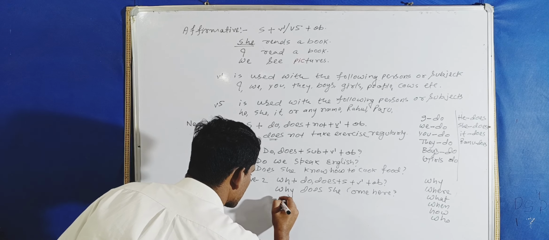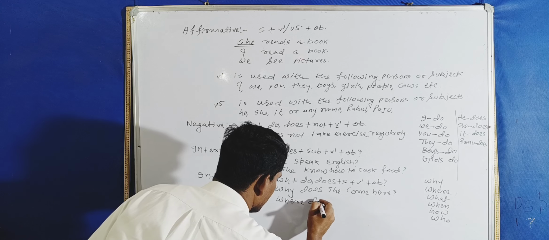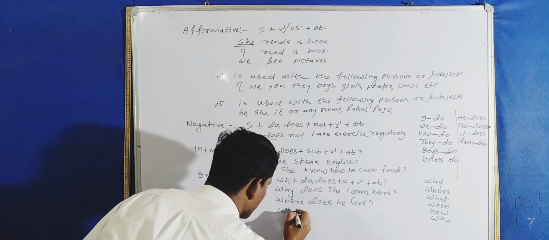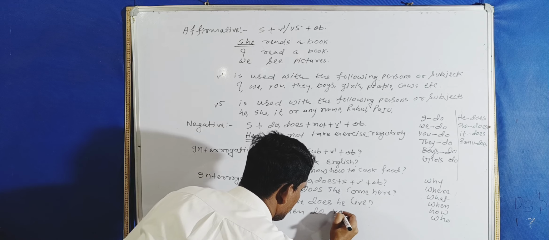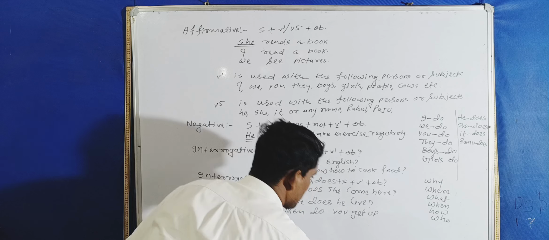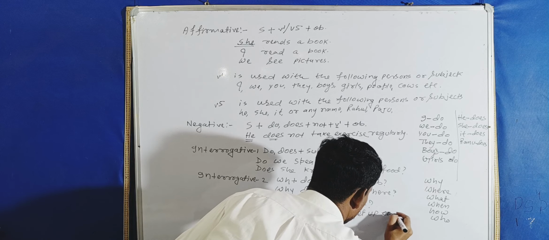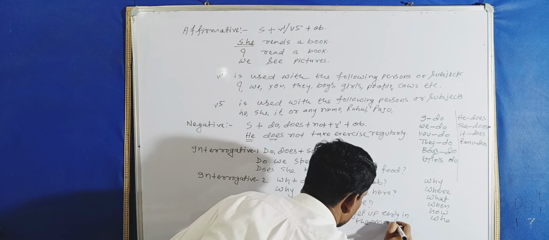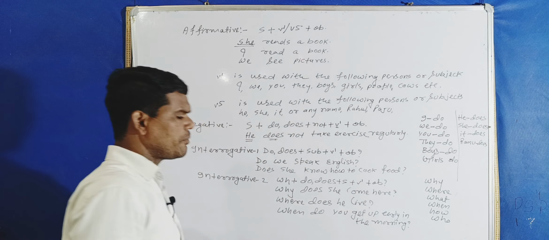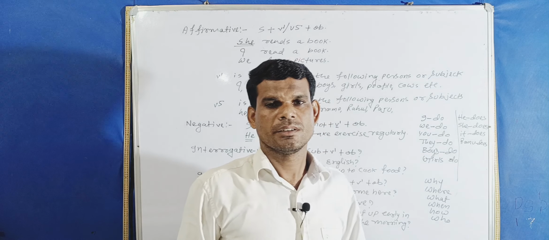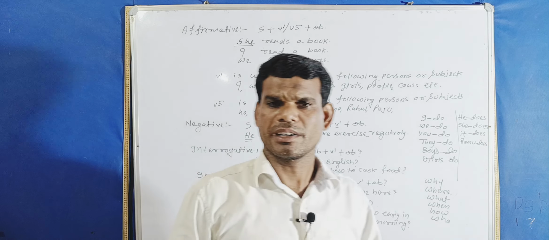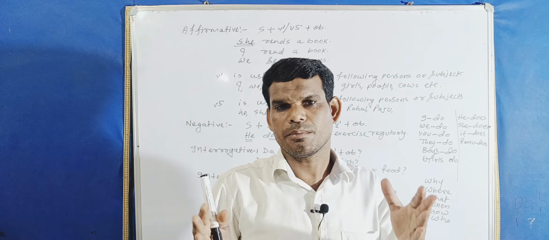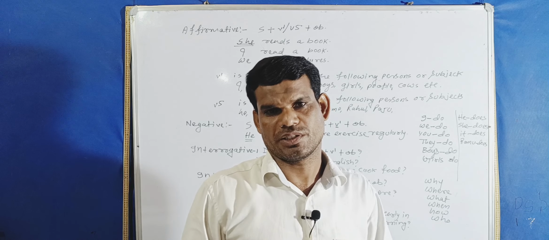Interrogative 2: where does he live? When do you get up early in the morning? Early in the morning. At the end of the question, a question mark must be added. So I think you understand the total concept of the simple present tense in English. I have also mentioned its structure and formulations.